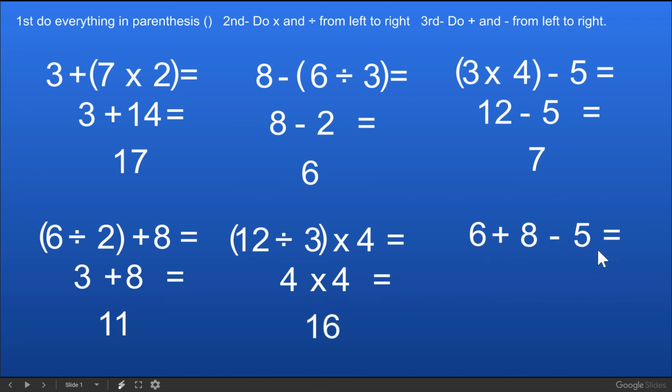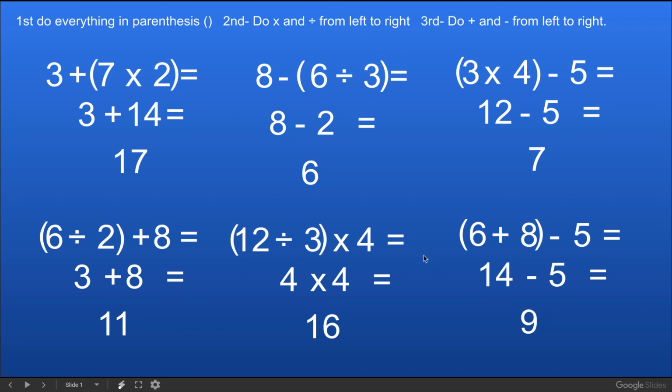And last but not least, I have 6 plus 8 minus 5. I have all addition and subtraction. Since I don't have multiplication and division to worry about, I move right on to the addition and subtraction. I do the 6 plus 8 first because that's on the left side. I go from left to right. Put parentheses around that. 6 plus 8 is 14. And then I can bring down everything else and do 14 minus 5 equals 9.